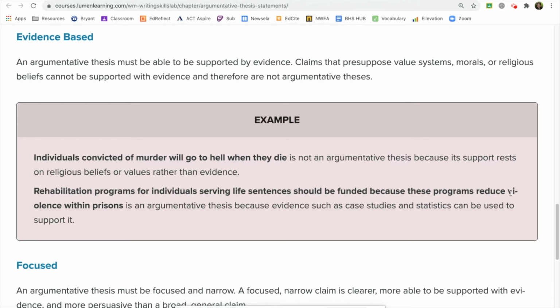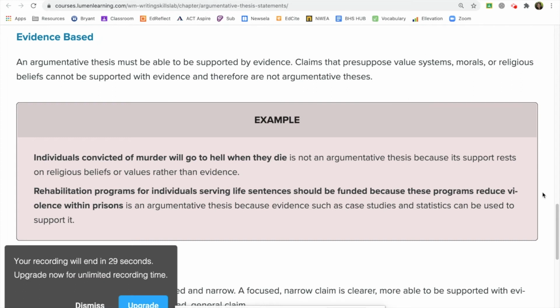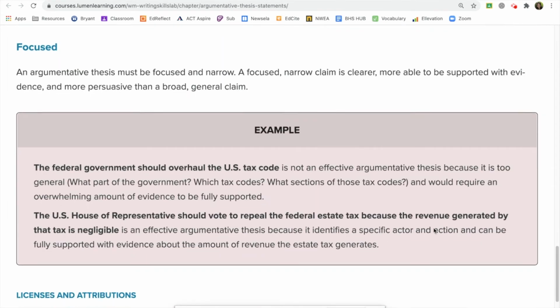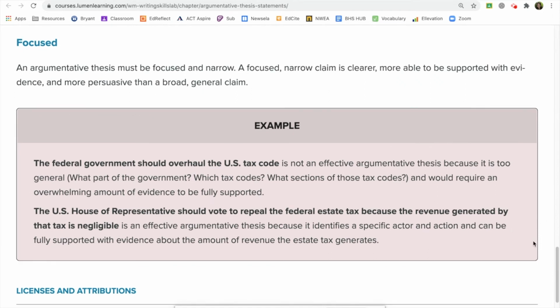On the other hand, rehabilitation programs for individuals serving life sentences should be funded because these programs reduce violence within prisons. So this one, you could gather the evidence to see if those rehabilitation programs do or do not reduce violence. Finally, it must be focused. So you cannot have a huge, broad claim like the federal government should overhaul the U.S.